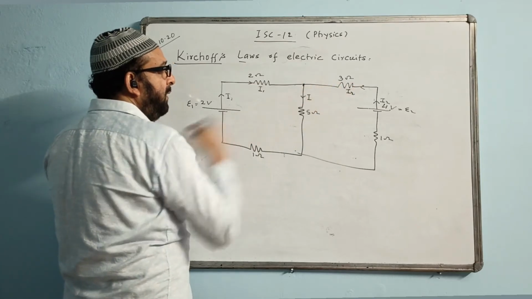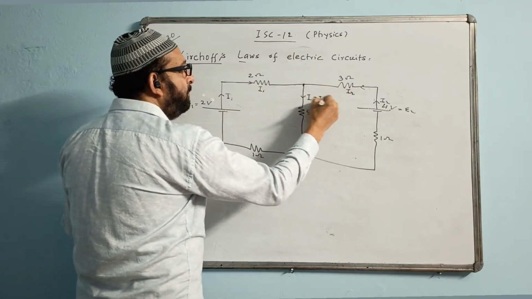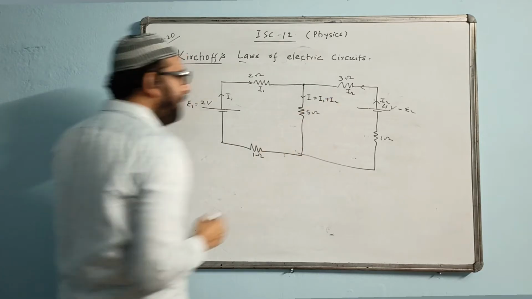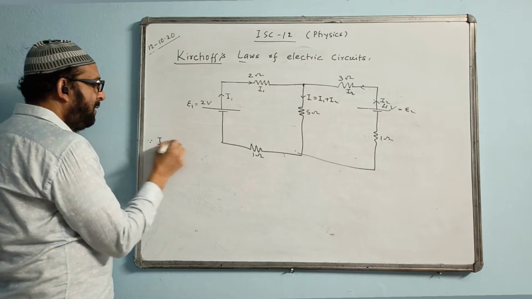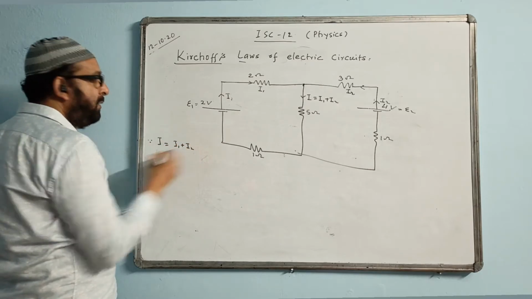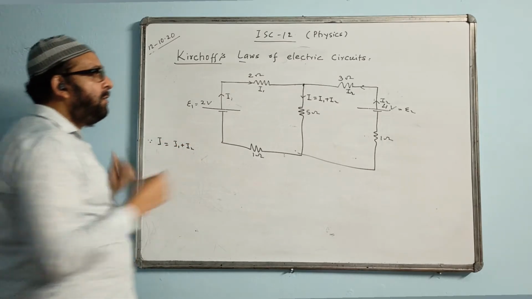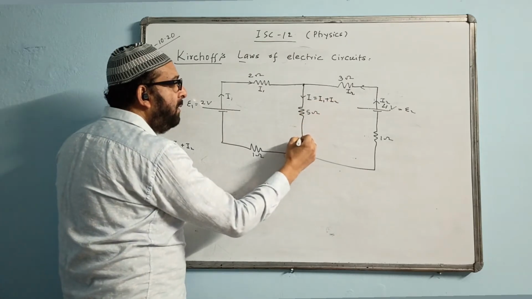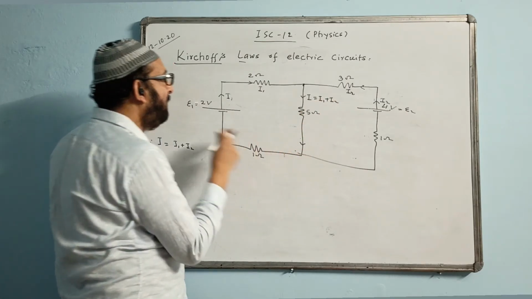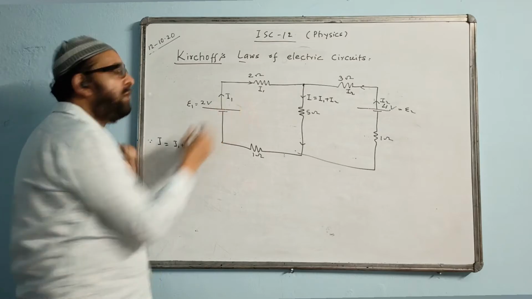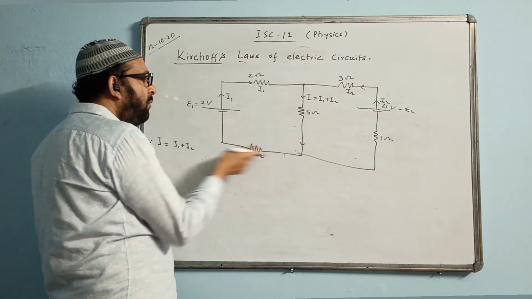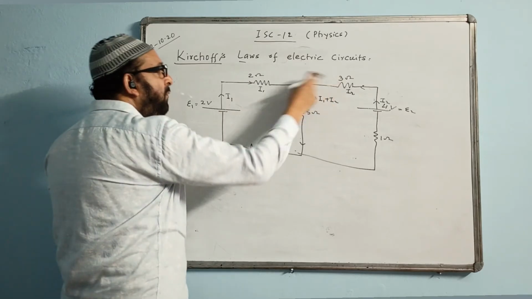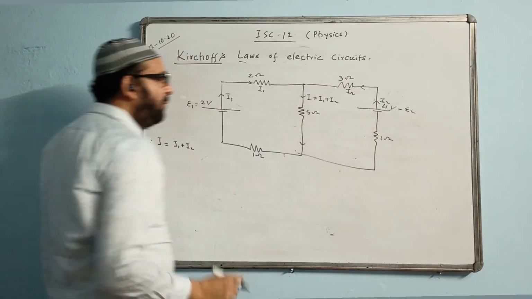Current towards is equal to current away. That means we can write I equal to I1 plus I2. Now I1 and I2 are coming here. The current of the same source must go back to the same source. That means I1 will follow a path like this and go back to its own source, and I2 will follow a path like this and return to its own source.